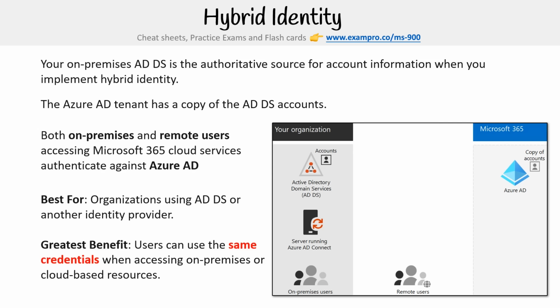Looking at the visual here, you have your Active Directory Domain Services accounts, and you have servers running Azure AD Connect to synchronize and copy the accounts to Azure AD. Through this, both on-premises and remote users can access Microsoft 365 to utilize all its apps and cloud services. So that's the hybrid identity model.